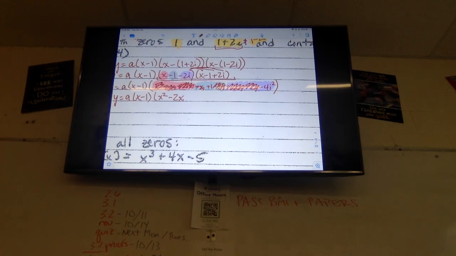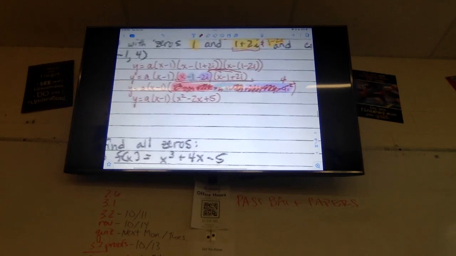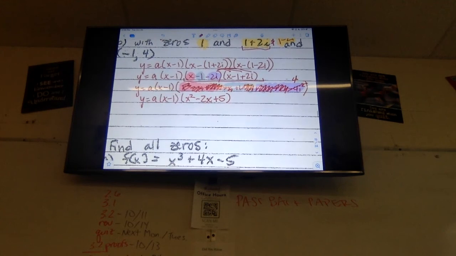What's negative 4i squared the same thing as? What's i squared the same as? Oh, 4. Very good. Positive 4. And so 4 plus 1 is 5. Okay, cool. That was a lot, but it simplified down really nicely, right?